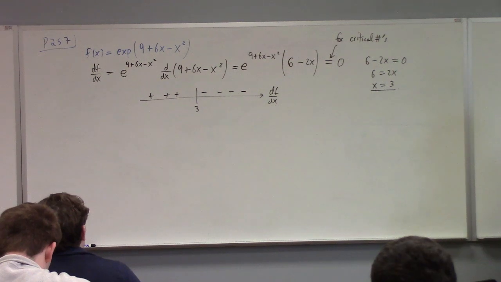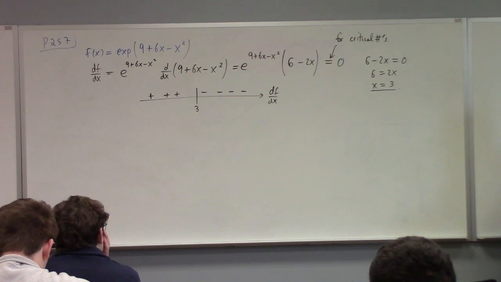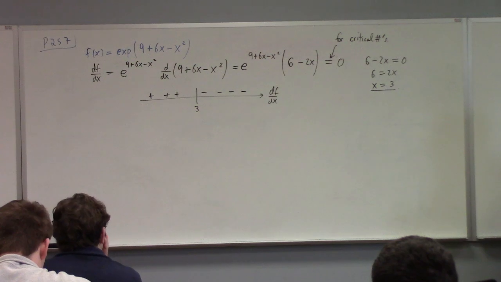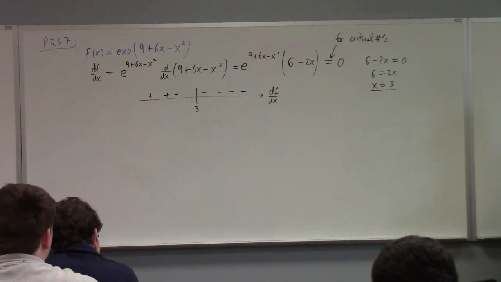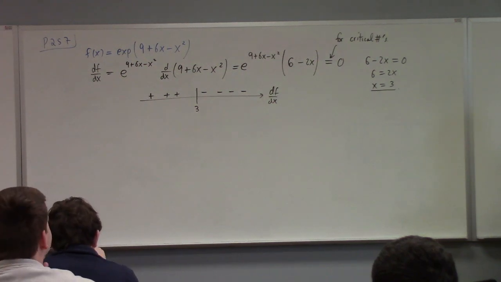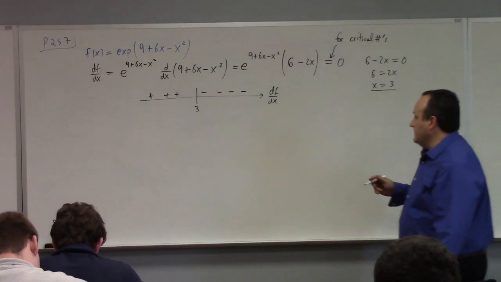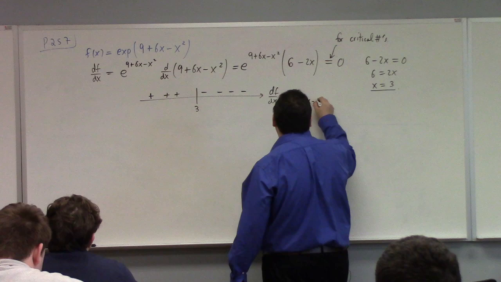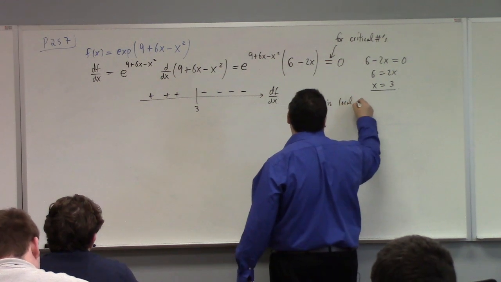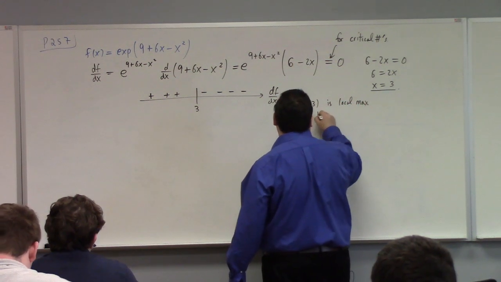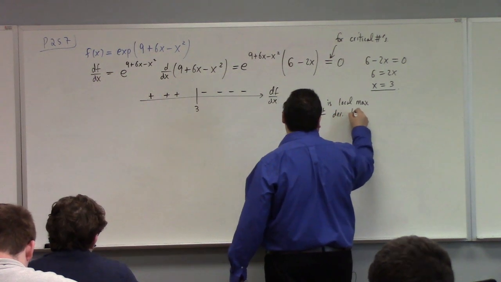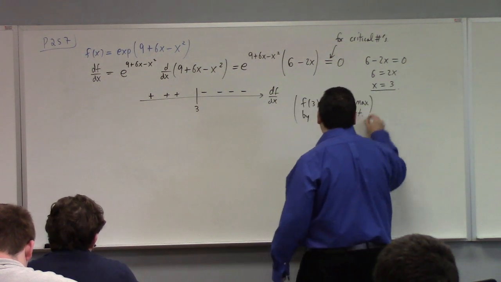So what can you tell me about 3? F of 3 is a what? Local min, local max? What do you think? It's both, you can all have your truth, right? No, it doesn't work that way. It is going up, then going down, so F of 3 is the local max, by the first derivative test. That's what we just used.